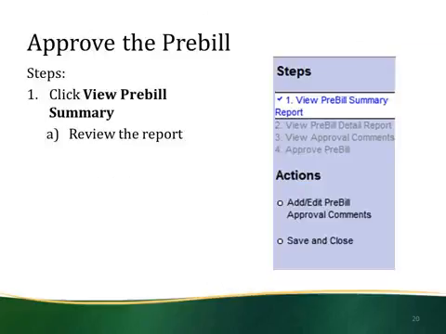Once the prebill is open, click View Prebill Summary Report. The report will appear in a frame. We recommend that you save or print this report to make it a little bit easier to read. For our example, we've saved a copy of the summary report already, so let's take a look at it now.